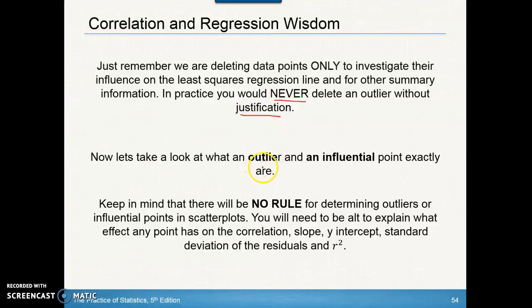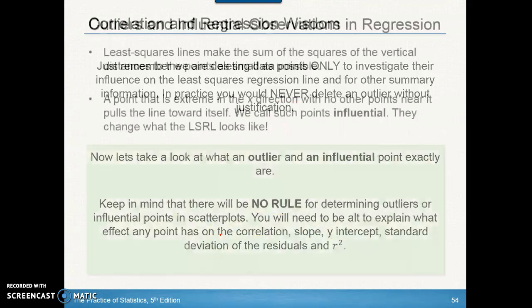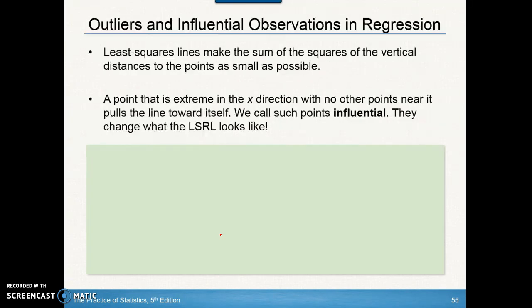Now, let's take a look at what an outlier and an influential point exactly are. Keep in mind that there are no rules for determining outliers or influential points in scatter plots. You'll need to be able to explain what effect any point has on the correlation, the slope, the y-intercept, the standard deviation, the residuals, and R squared. The least squares regression line makes the sum of the squares of the vertical distances to the points on the line as small as possible.